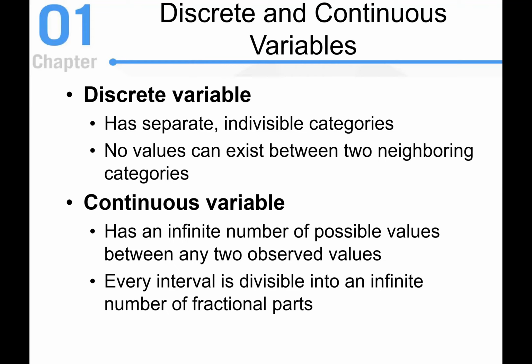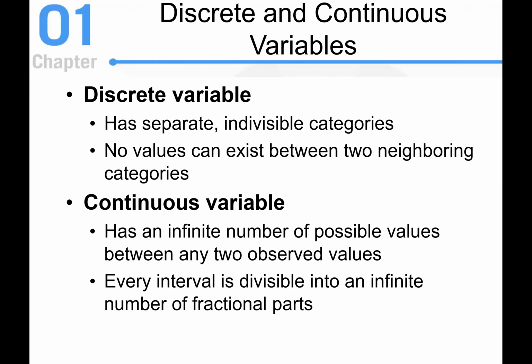I'm going to give you more examples of these because it's a very important point that you need to be comfortable with in this course. The next is what's called a continuous variable. A continuous variable has an infinite number of possible values between any two observed values. In this one, every interval is divisible into an infinite number of fractional parts. So let's give some more examples so that it can make more sense.